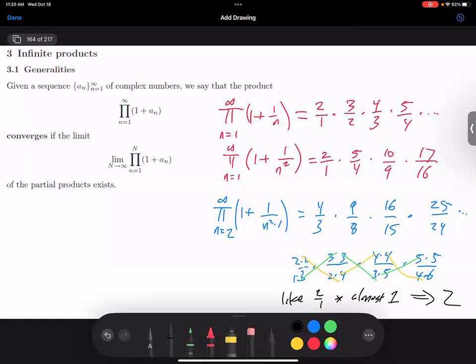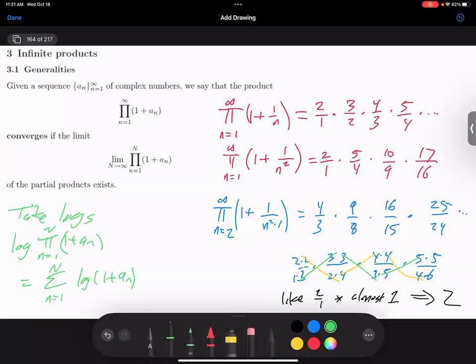So we want to get a sense of when we can tell if something converges or not. We basically say that this product from 1 to infinity converges if the limit as n goes to infinity of the partial products converges. Well, this is obvious. What we want to do is take logarithms. Then the log of the product, n goes from 1 to N, of 1 plus a_n would basically be the sum, n goes from 1 to big N, of the log of 1 plus a_n.